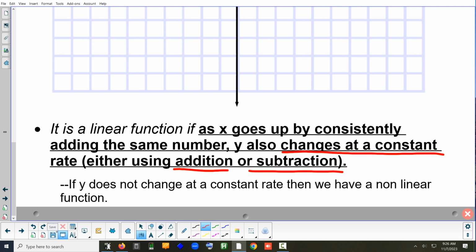Okay, so I don't think you had the double dash right below that dot. If you want to add it in right next to example 2, you have a little space. You could just put if y doesn't change consistently, or if that doesn't make sense, you could write if y doesn't add or subtract the same number, then you have something that's non-linear.